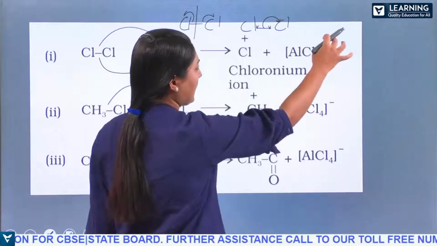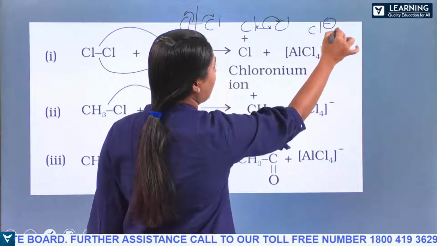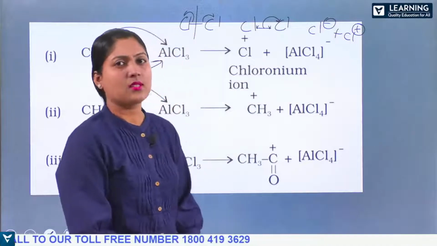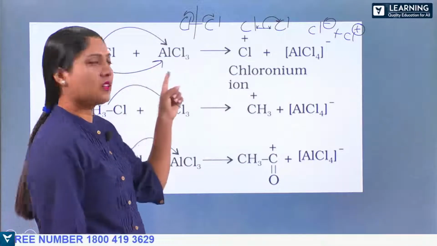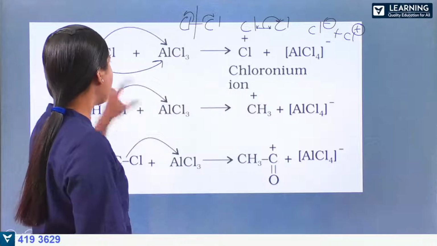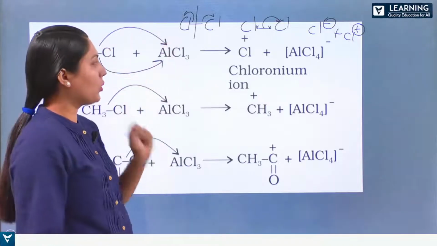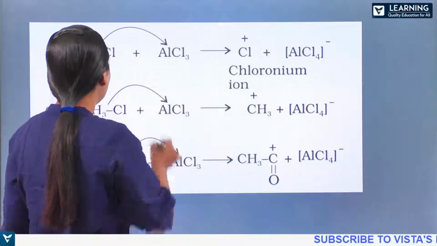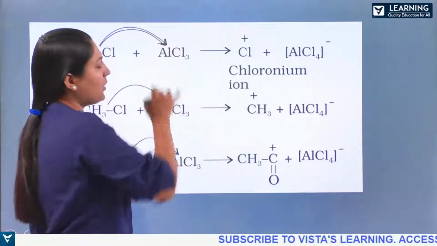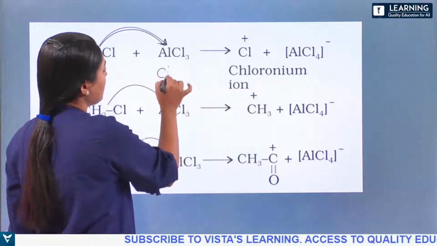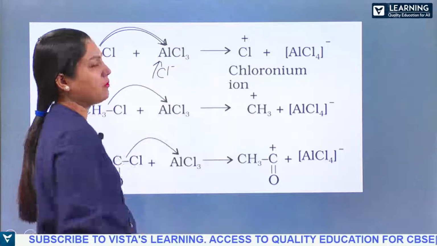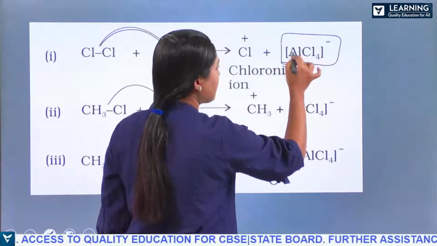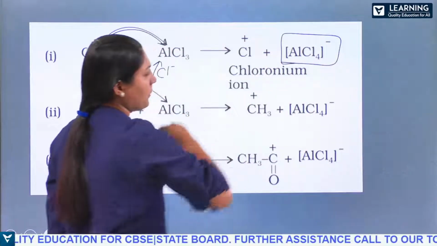That means one will take the negative charge and the other will get the positive charge. Got it? So since aluminum is highly positively charged, it can easily attract the chlorine. So what happens? It is attracting the chlorine with negative charge. So Cl minus is being attracted by aluminum as it is a metal. So we get this ion, AlCl4 minus.